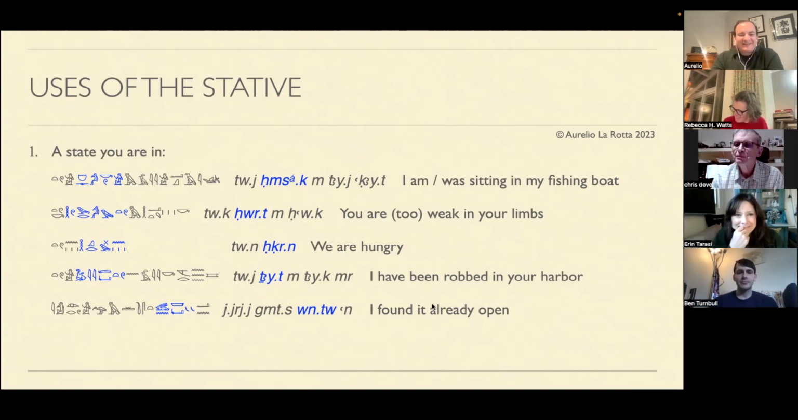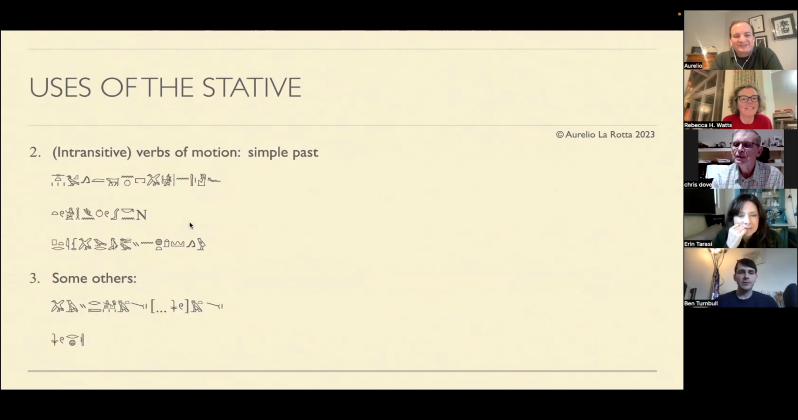Okay, awesome. Now let's talk about the other usage, main usage, which is primarily with intransitive verbs of motion. And there it still has that old meaning of the simple past. In Middle Egyptian, you see that quite a bit, like in tomb biographies.